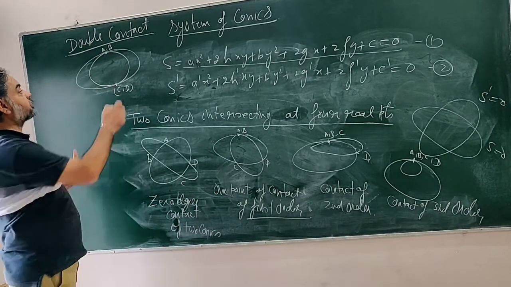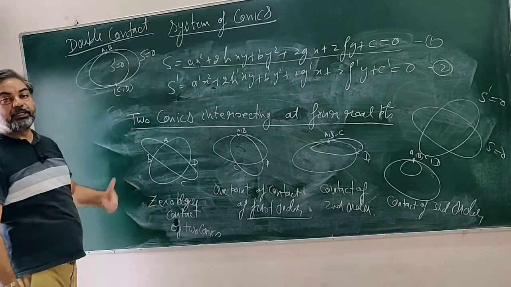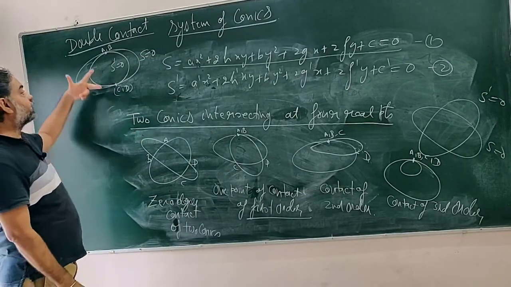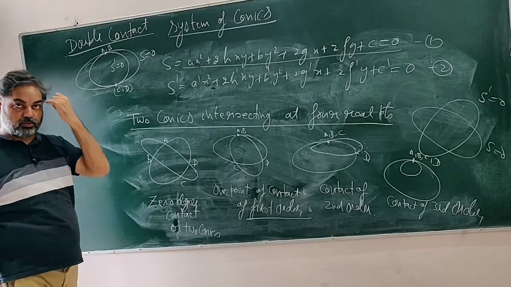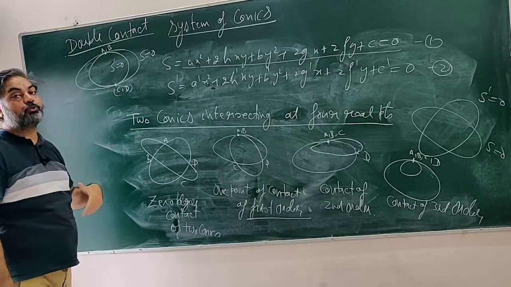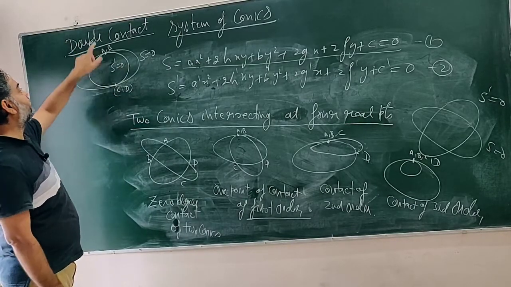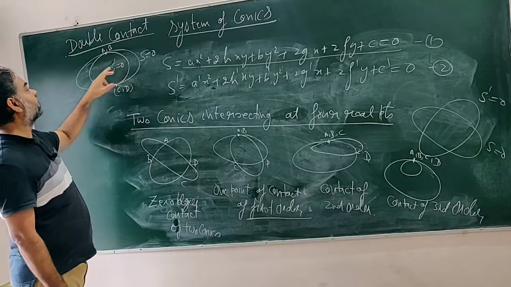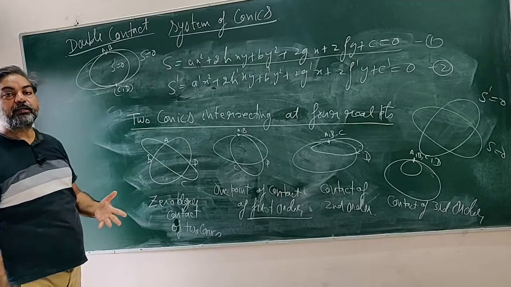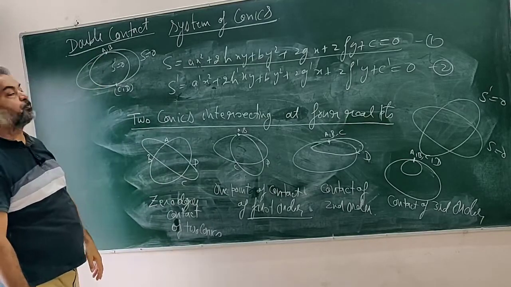So when two conics S equal to 0 and S dash equal to 0 intersect each other, and you have 2 different points of contact of first order, then we say that these 2 conics have a double contact. So we say that these 2 conics have a double contact if there are 2 different points of contact of first order.